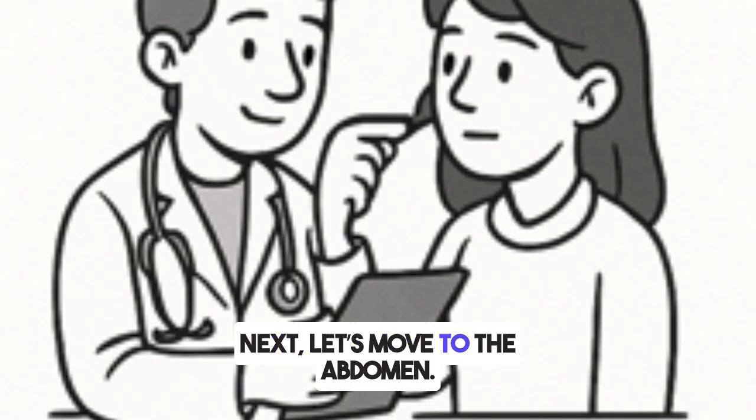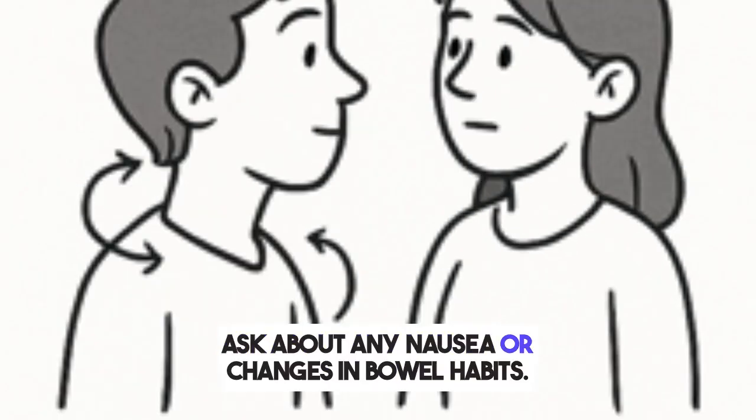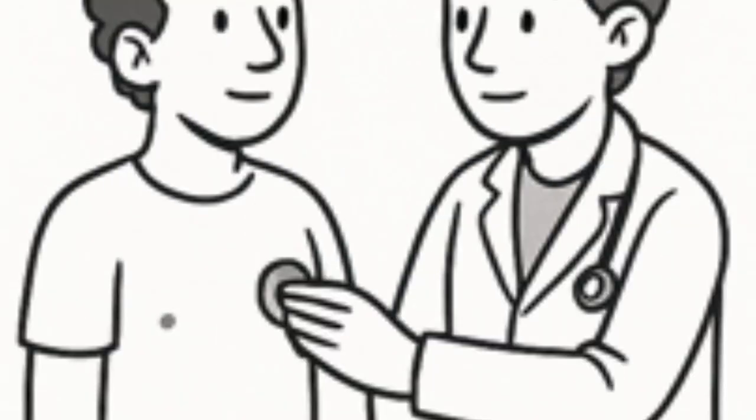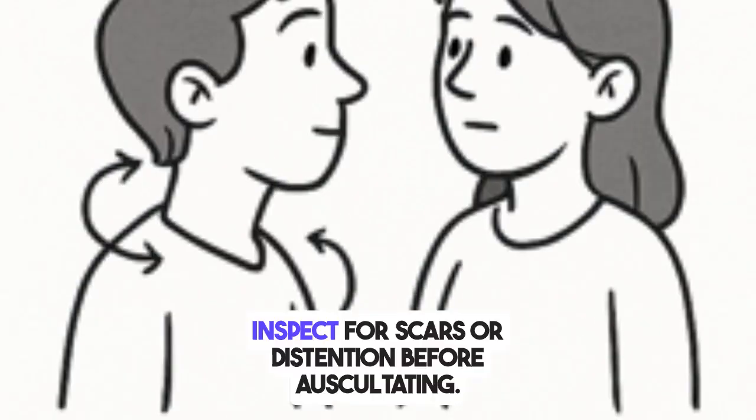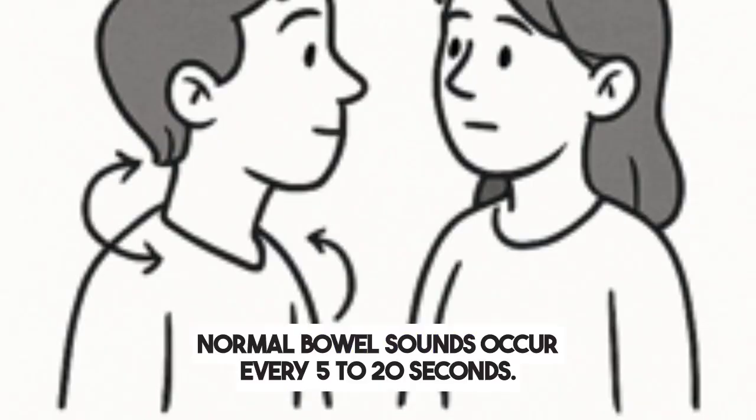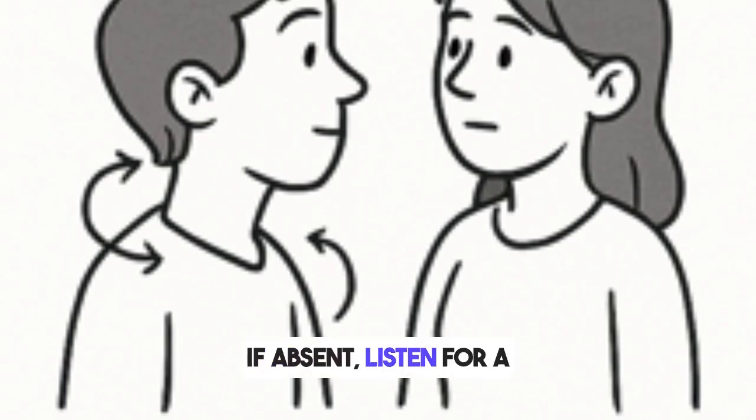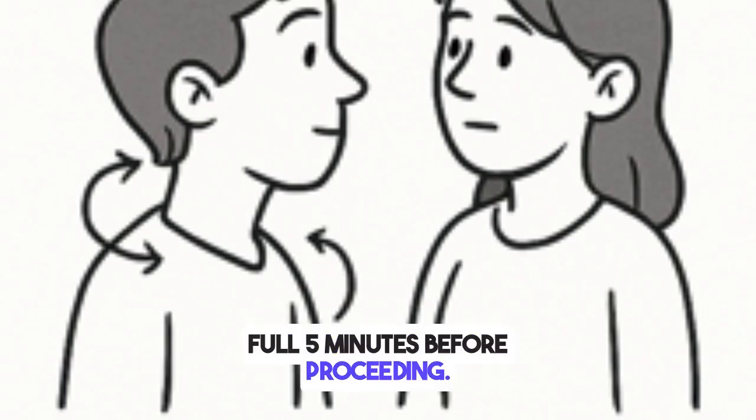Next, let's move to the abdomen. Ask about any nausea or changes in bowel habits. Ensure the patient is lying flat with knees slightly bent. Inspect for scars or distension before auscultating. Normal bowel sounds occur every 5 to 20 seconds. If absent, listen for a full 5 minutes before proceeding.